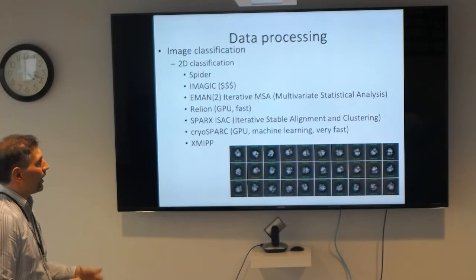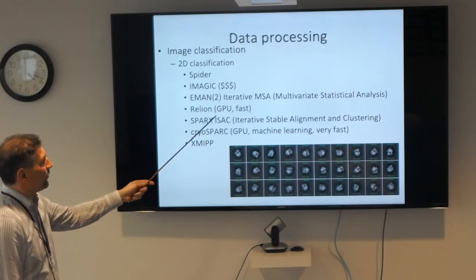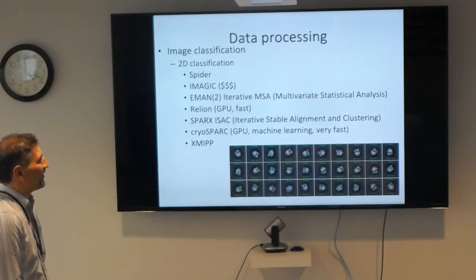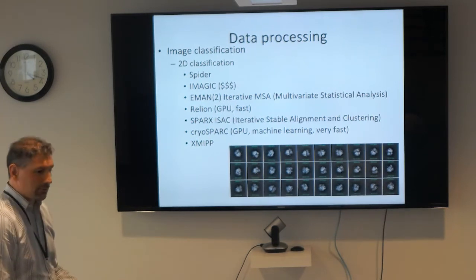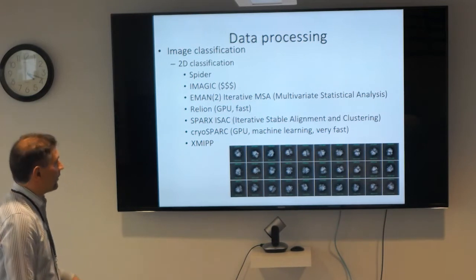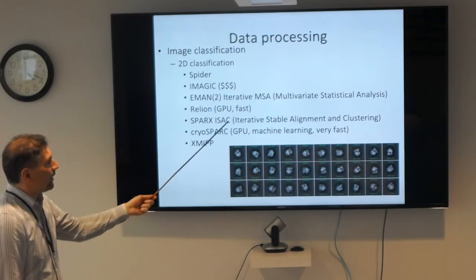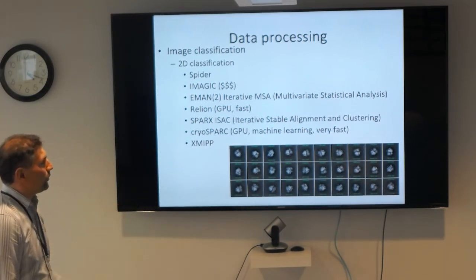RELION, I put some of the advantages here. It uses the GPU, so it's fast. We use RELION first because I think it's easiest to write scripts for. There's also Sparx, which uses ISAC. This is a really good way of doing 2D class averages.